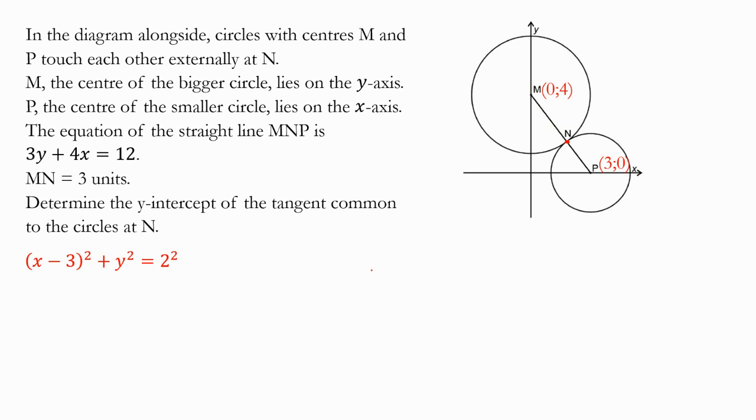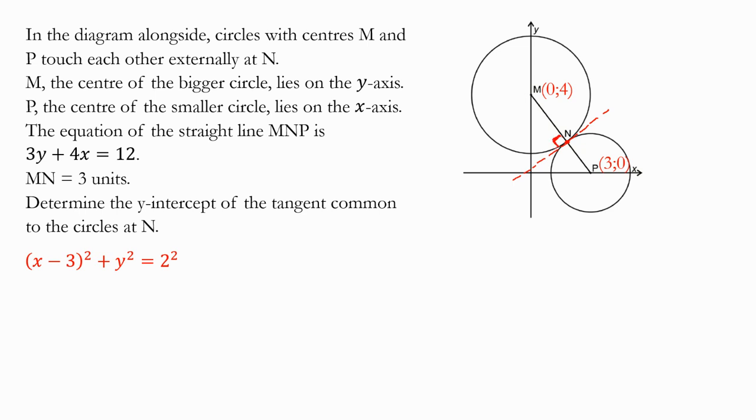So we want the y-intercept of the tangent. Meaning that we have to find the equation of the tangent that is common to the two circles. What do we know about the tangent? The tangent is perpendicular to the radius or perpendicular to the diameter. So the tangent will be something like this. Let's just have a picture of the tangent. This will be the tangent, isn't it? You see that? Which is perpendicular to the radius here.